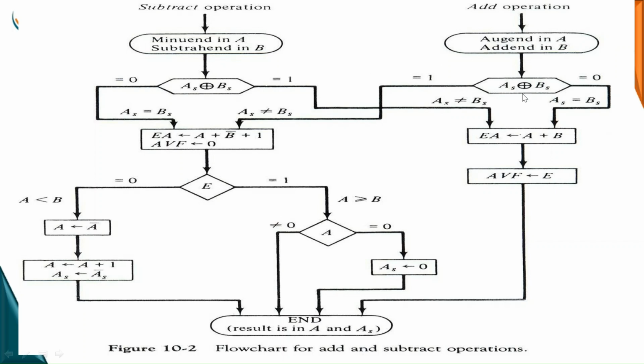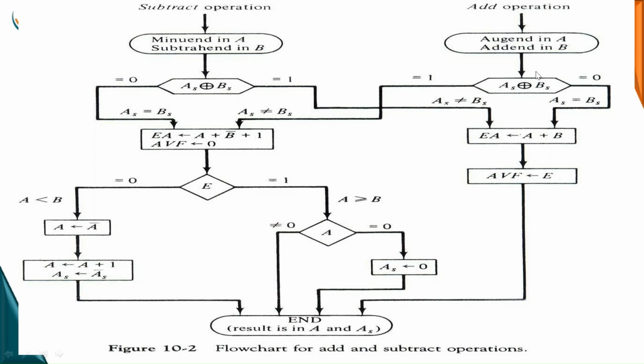So on both sides, before performing an addition or subtraction operation, we need to check the signs of both operands A and B. That is done by performing an exclusive OR operation on the sign bits, AS XOR BS. If the output of the exclusive OR operation is 0, it will be 0 on the addition side.